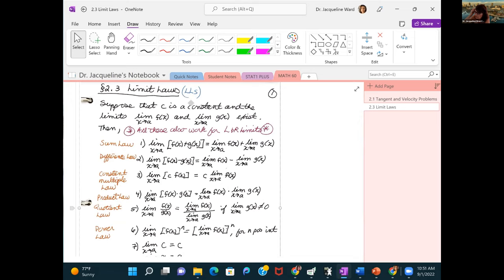And then the difference law, which is obvious if the sum law is true: the limit of the difference is the difference of the limits. The limit of f minus g is the same as the limit of f minus the limit of g. And then there's a constant multiple law. The limit of a constant times a function, you can pull the constant out of the limit: the constant times the limit. And then there's a product law. Again, these always remind me of the exponent rules.